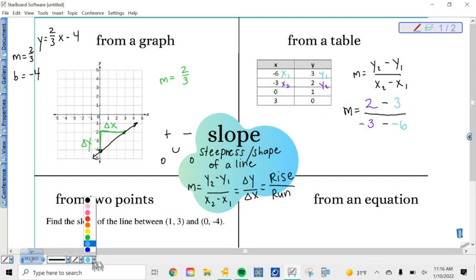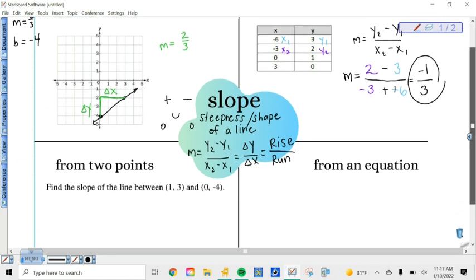So now let's simplify. 2 minus 3 is -1 over, what's -3 minus -6? What happens here with subtracting a negative number? Turns into an addition problem. So what's -3 plus 6? 3. So what's my slope? -1/3. Yeah, perfect. -1/3. Okay.